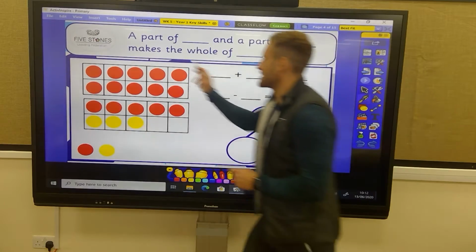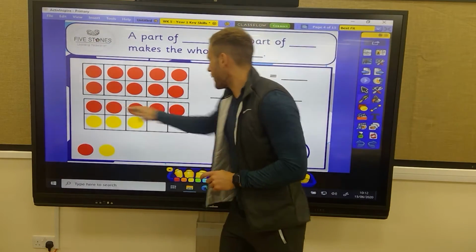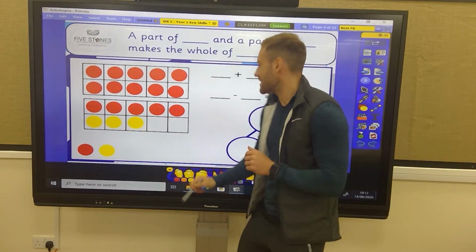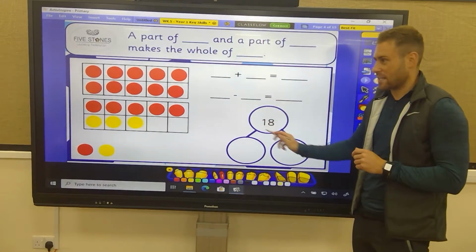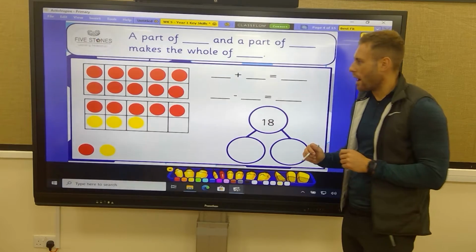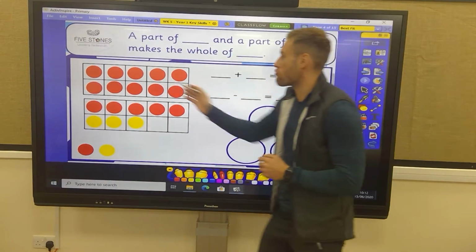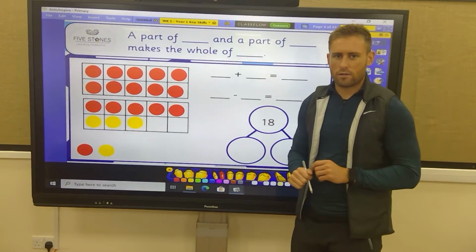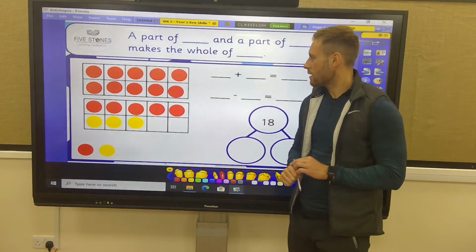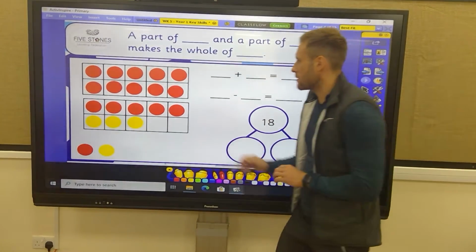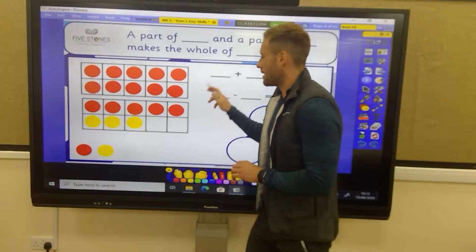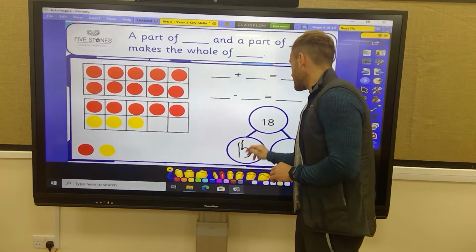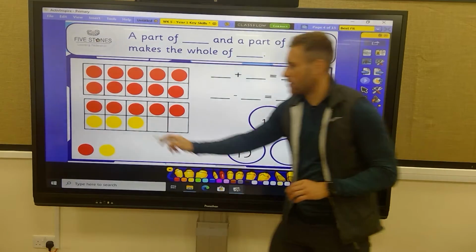Fantastic. Yes, so we've got 10 and 5, so that's 15, 16, 17, 18. So yes, we are working with the whole of 18. So the first part we can see is represented in the red colour. So we've got a red part and a yellow part. Okay, so who can tell me how many we've got in our red part? 10, 5, yes, we've got 15. Fantastic. So we've got 15, and in our yellow part we've got 3.